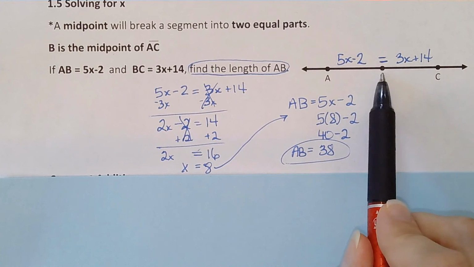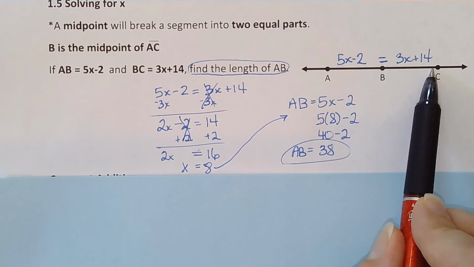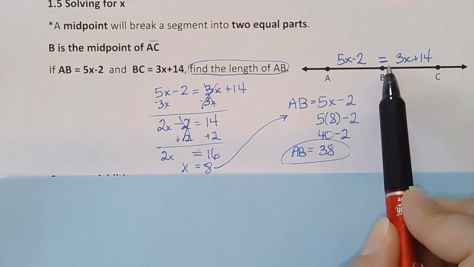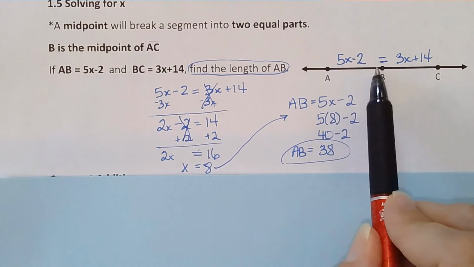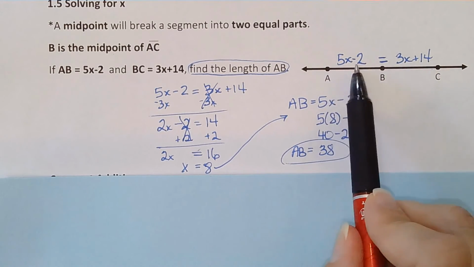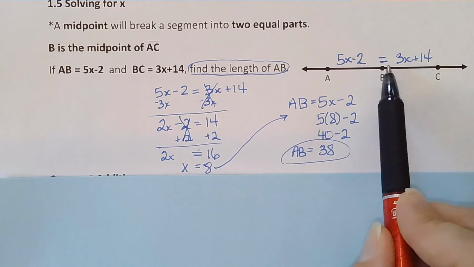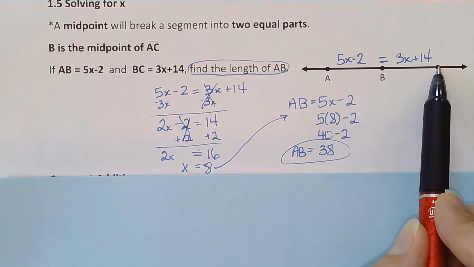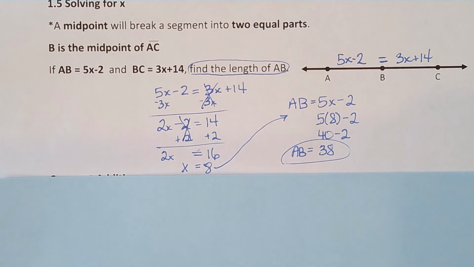Okay. If they asked you to figure out what BC is, well, remember that B is a midpoint, and so this part is equal to this part. So if you know that this is 38, this is also going to be 38, right? So keep that in mind if they ask you to find both parts of the segment in the problem. Okay, so that's how you would do the midpoint problems.